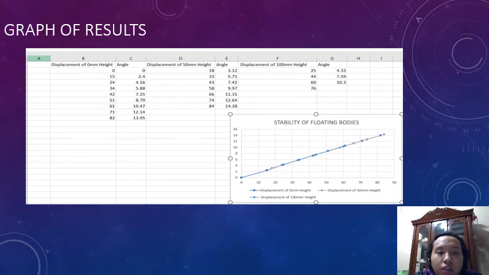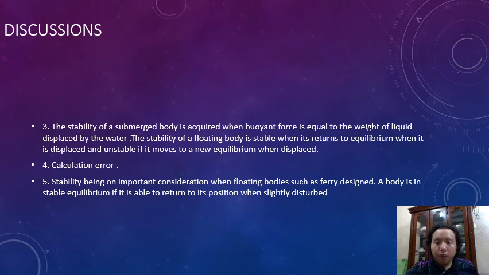Okay, this is the graph of result. I already changed the head title of the graph, which is stability of the floating bodies. Now we will move to the discussion. The stability of a submerged body is acquired when buoyant force is equal to the weight of liquid displaced by the water. The stability of a floating body is stable when it returns to equilibrium when it is displaced, and unstable if it moves to a new equilibrium when placed.